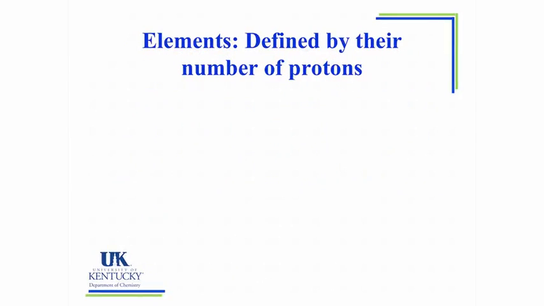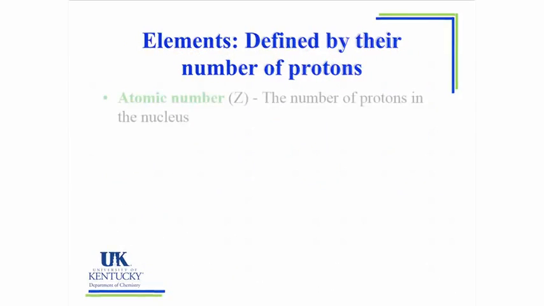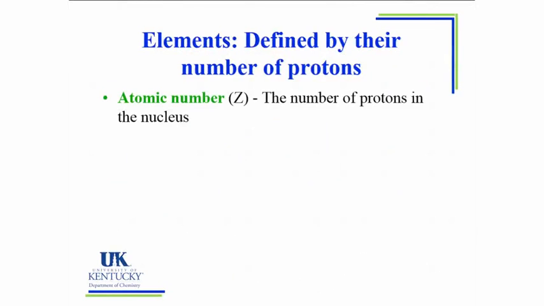Okay, so when you want to define an element, we know the periodic table is made up of all sorts of elements. It's the atomic number that defines the element. And the atomic number is abbreviated with a Z, and sometimes it's called the nuclear charge.